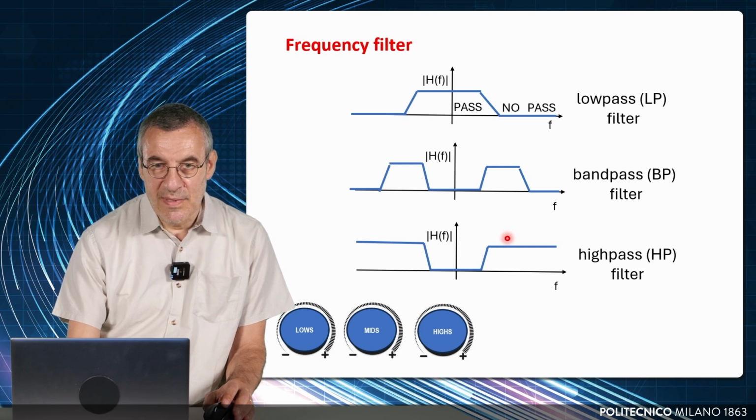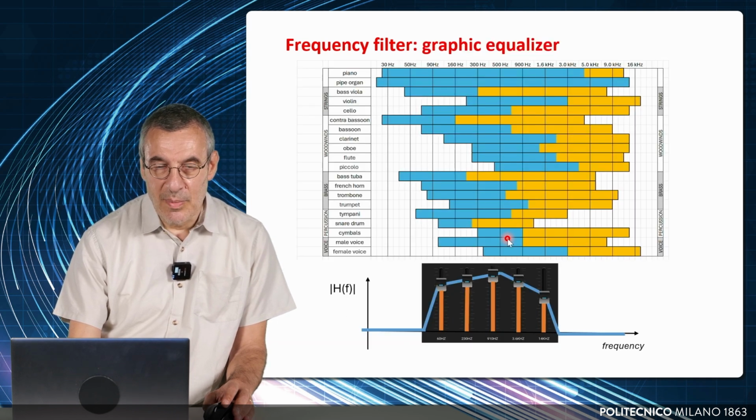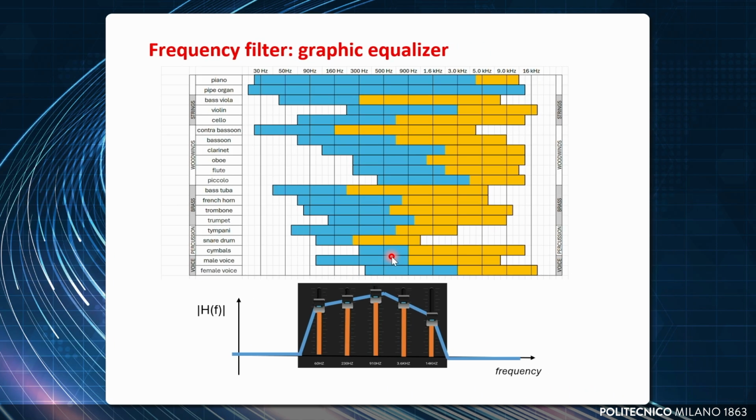I have an example of this filtering applied to music. Depending on the position of the pass frequencies or the no-pass frequencies, you are enhancing or reducing the contribution of some instrument. This is the view of a graphic equalizer. By moving these sliders, you can increase or decrease the frequency component of each one of these frequency bands. So the example is here.